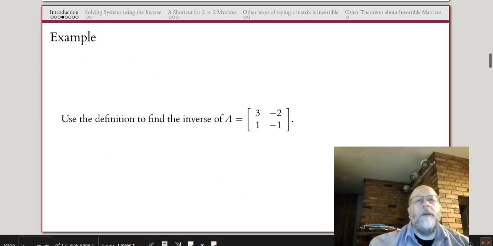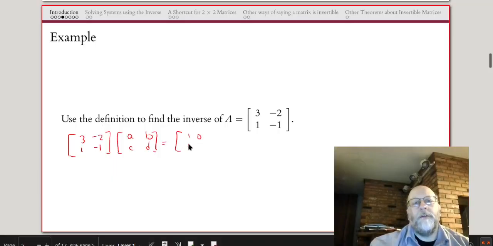So let's move on. Let's use the definition to find the inverse of this matrix. So by definition, when I multiply by the inverse, let's call it A, B, C, D, the answer will be the identity matrix. Well, that tells me by the column row rule that when we take 3, 1 times AB, that gets us 3A, 3B, 1A, 1B.